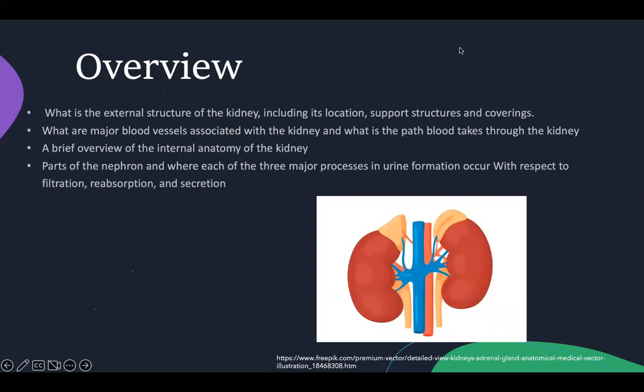A brief overview of what we will be going over includes the external structure of the kidney, including its location, support structures, and coverings, the major blood vessels associated with the kidney, and what path the blood takes, a brief overview of the internal anatomy of the kidney, and finally, parts of the nephron, and where each of the three major processes in urine formation take place, including filtration, reabsorption, and secretion.